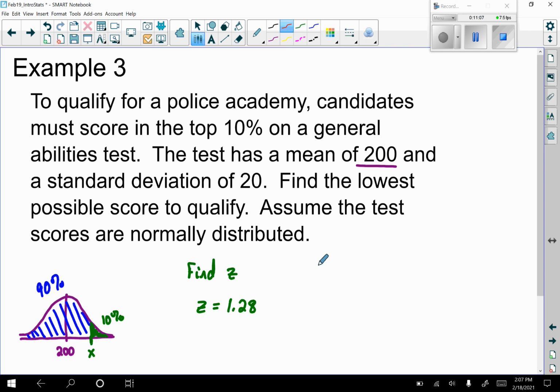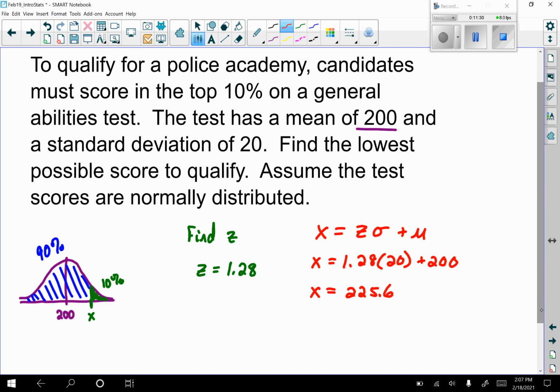So we need to find X. So if you recall, the formula for X is going to be Z times our standard deviation plus mu. So we get 1.28 times 20 plus 200. So this should give us 225.6.